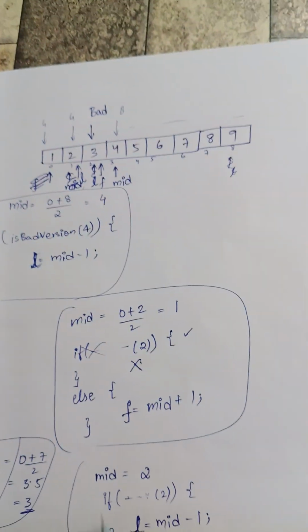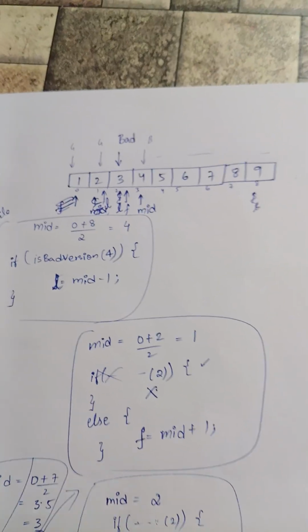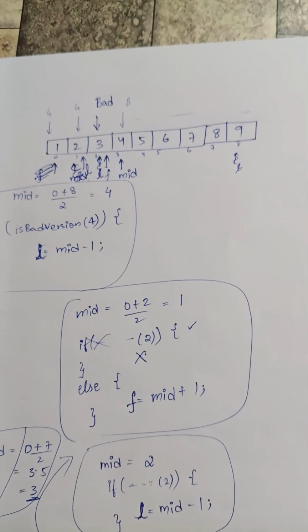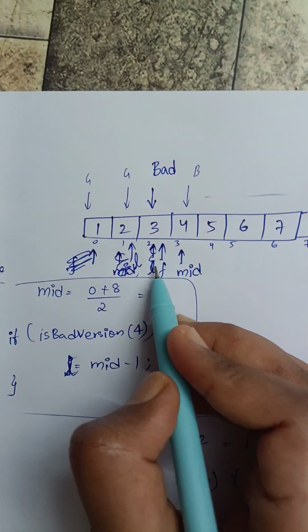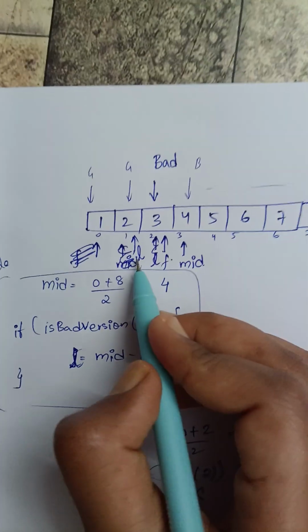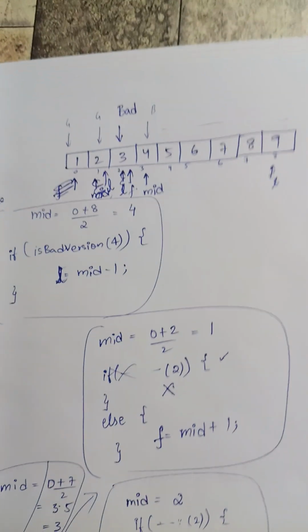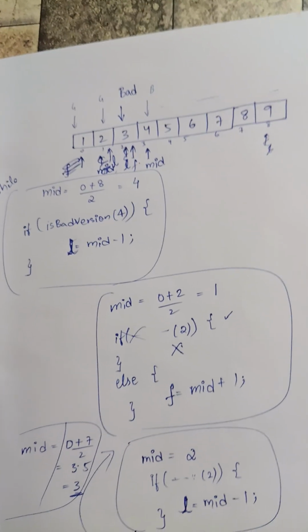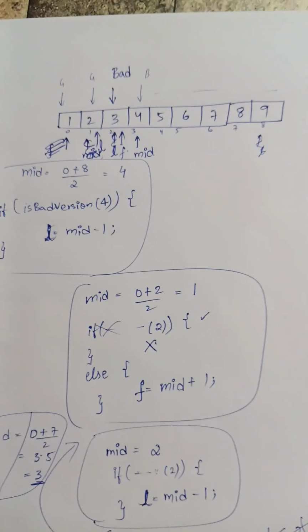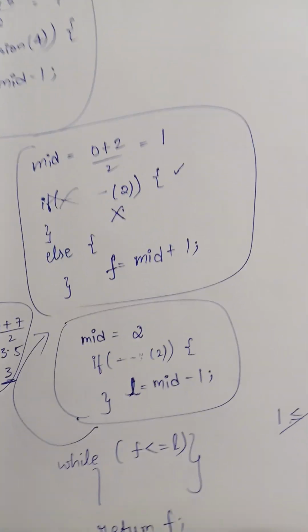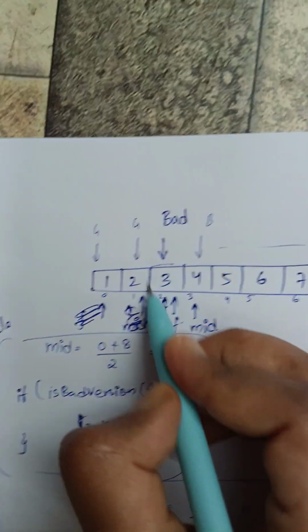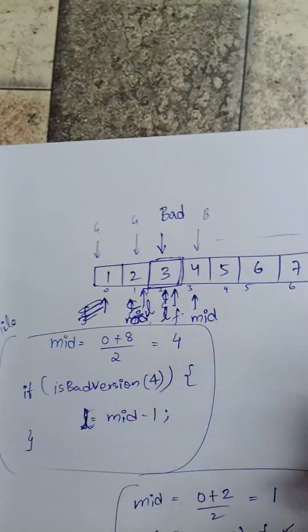And now after this, when we again move to the while loop, it asks whether f is less than or equal to L. Now we can observe that f is not less than or equal to L. F is at 2, L is at 1. Is 2 less than or equal to 1? No, right? So this while condition stops and now we'll return f. F in the sense we'll return the first bad version. That's it.